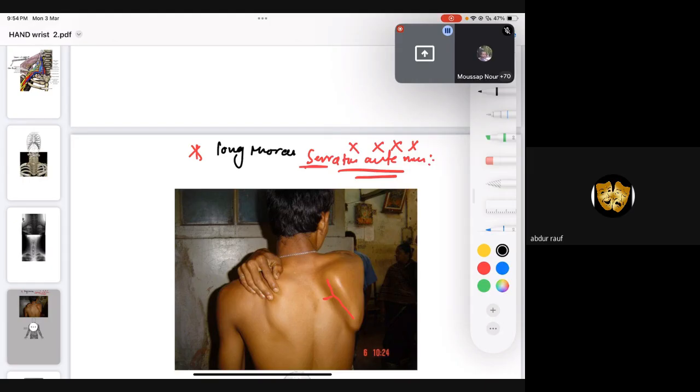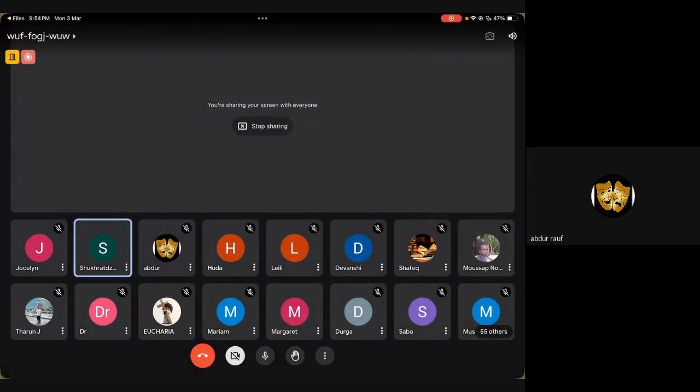Okay, so with this, we have finished our brachial plexus. Let's discuss the hand. Just give me a second, I'm opening the slides. Did you guys understand the brachial plexus? Yes, sir. Okay.